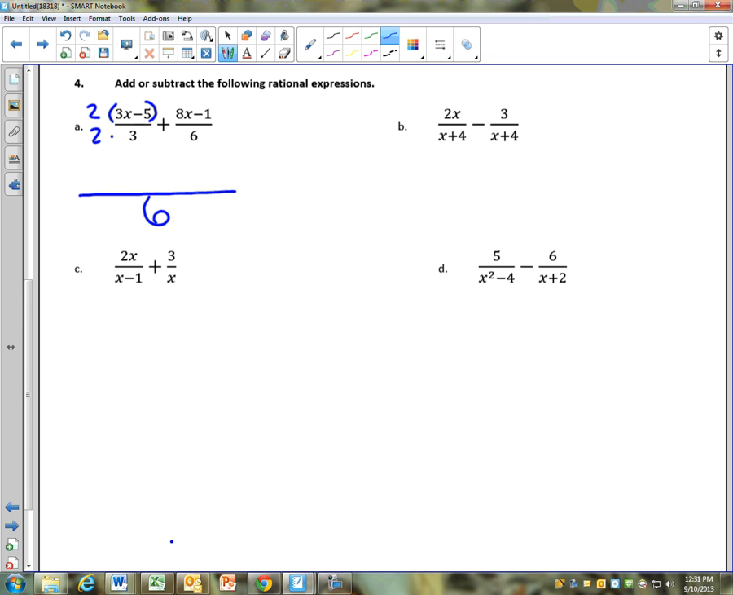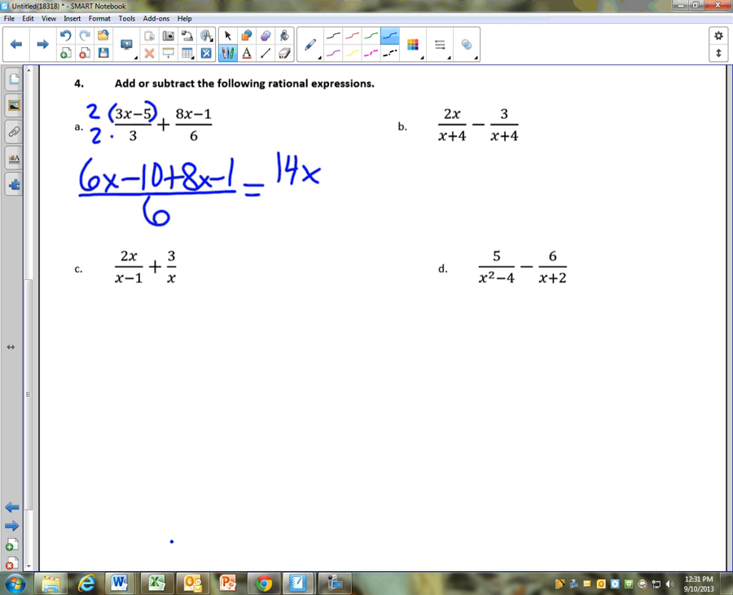As you involve more than one process, or more than one rule, or more than one skill, a lot of people get confused. They might even add these 6's and get 12. No, you leave the denominator alone. The top, I have 6x minus 10 plus 8x minus 1. Now what? Good. Combine like terms. That's the correct phrase.